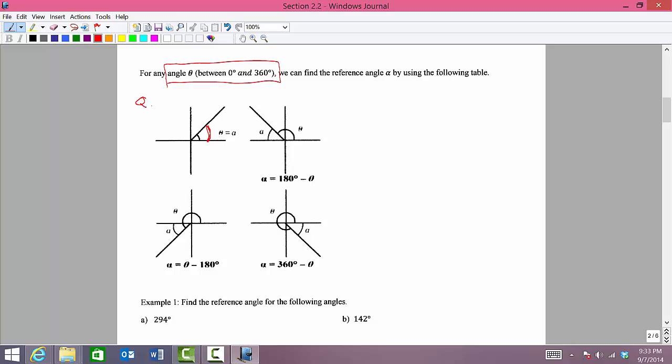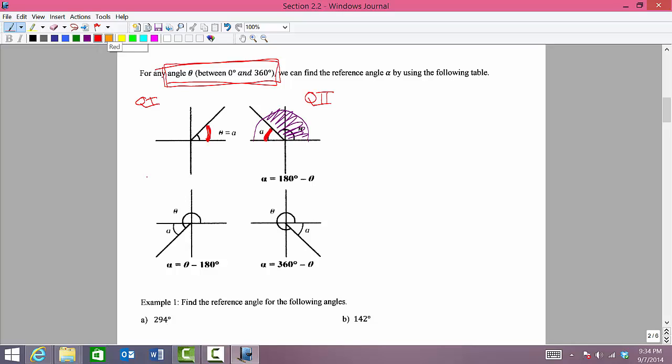If our terminal side lays in quadrant 1, and our angle is acute, remember we're talking about angles between 0 and 360, then the angle itself would be the reference angle. If we have an angle that lays in quadrant 2, then we want to take 180 degrees, which would be a half rotation, and subtract off the portion that we don't want. So we will do 180 degrees minus the original angle, and that will give us our reference angle.